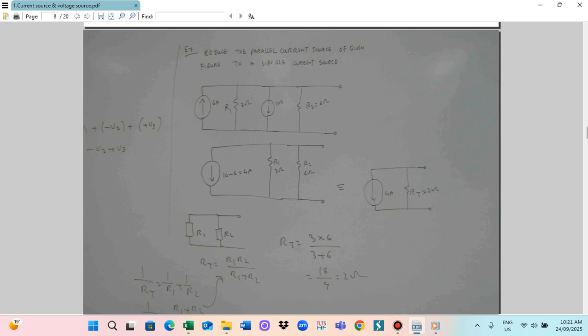Similarly, R1 is 3 ohm and R2 is 6 ohm, so you can calculate RT. RT is 3 multiplied by 6 divided by 3 plus 6, so 18 divided by 9, which is 2 ohm. Because of this, you can represent the total equivalent current as 4 ampere going downward, and the total RT as 2 ohm. So this is the equivalent circuit.